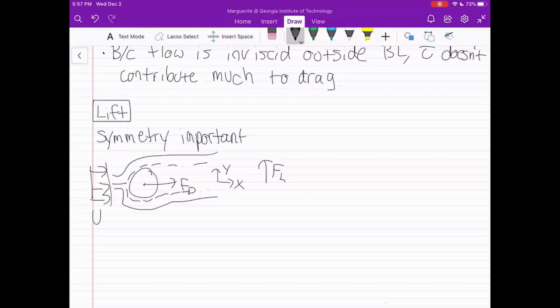So symmetrical bodies will not fly. The catch is, if you have a symmetrical airfoil and your velocity is coming in at an angle instead of straight on, then you will have lift. So no matter what the shape of your body is, if you angle it so that it is not symmetrical to the flow, you will have lift. Okay.